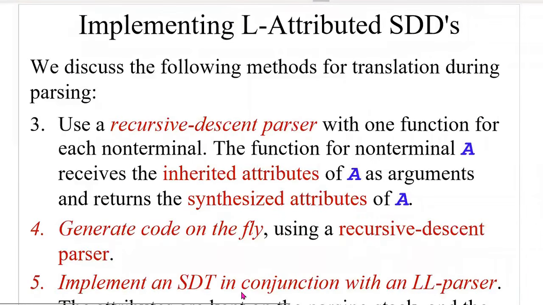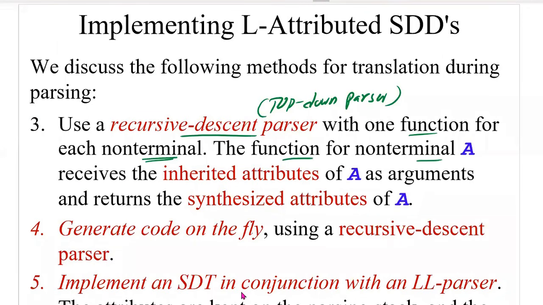Now the third one, by using a recursive-descent parser, which is one of the methods of top-down parser. That means in the given grammar, for every variable on the left-hand side of the production, we can define recursive procedures. Using a recursive-descent parser with one function for each non-terminal, the function for a non-terminal, let us say A, receives the inherited attributes of A as arguments and returns the synthesized attributes of the non-terminal A.